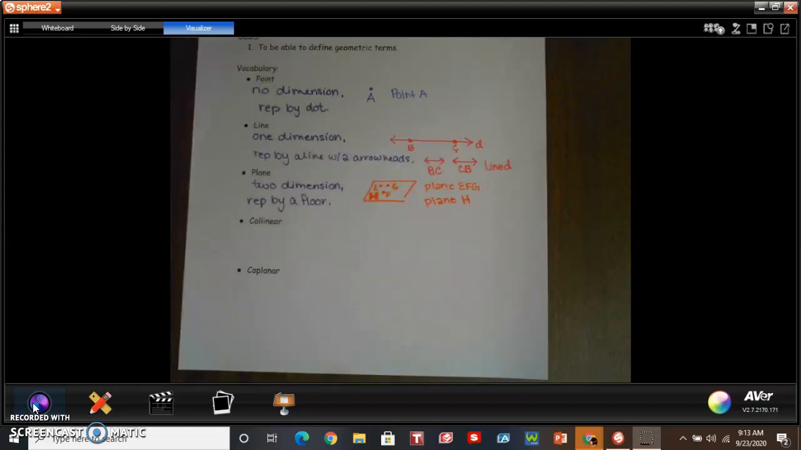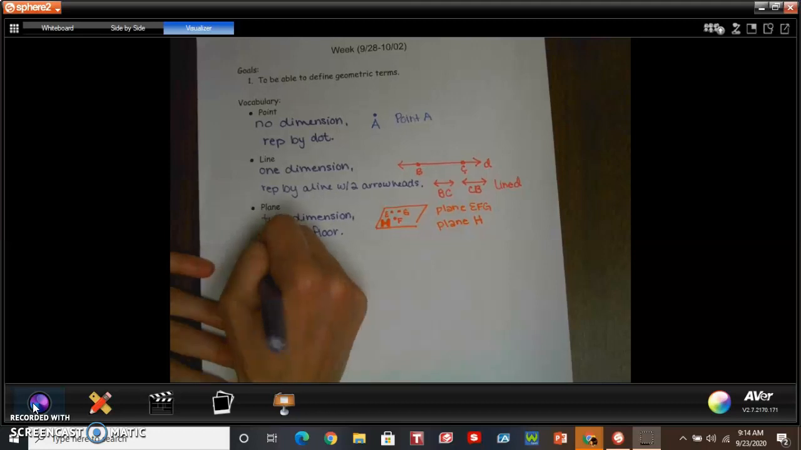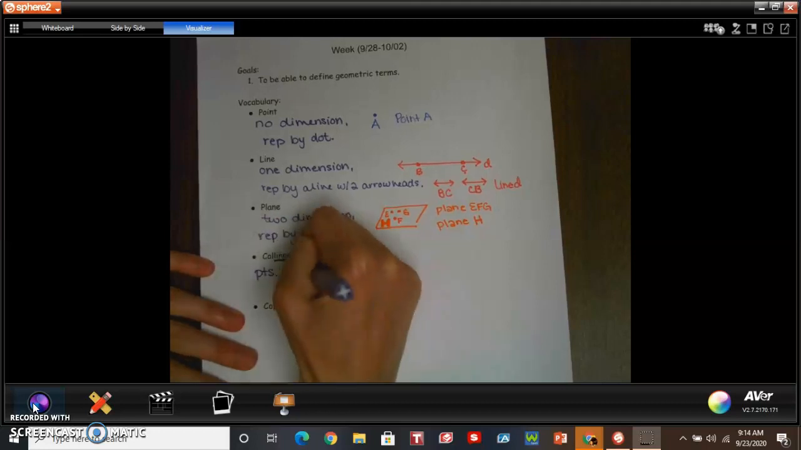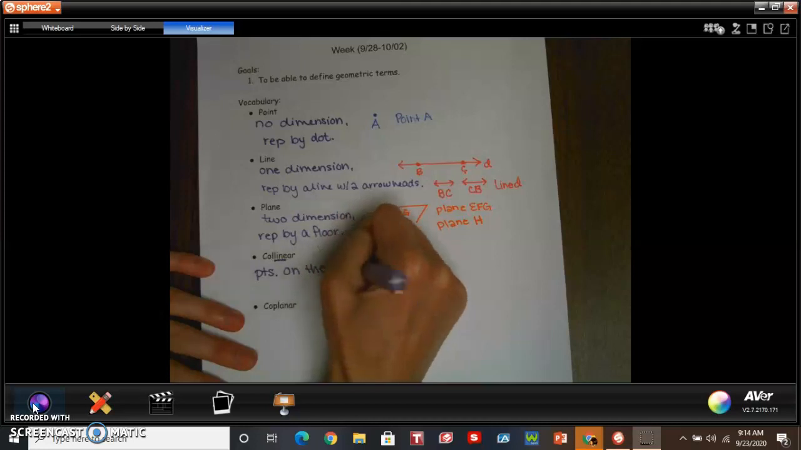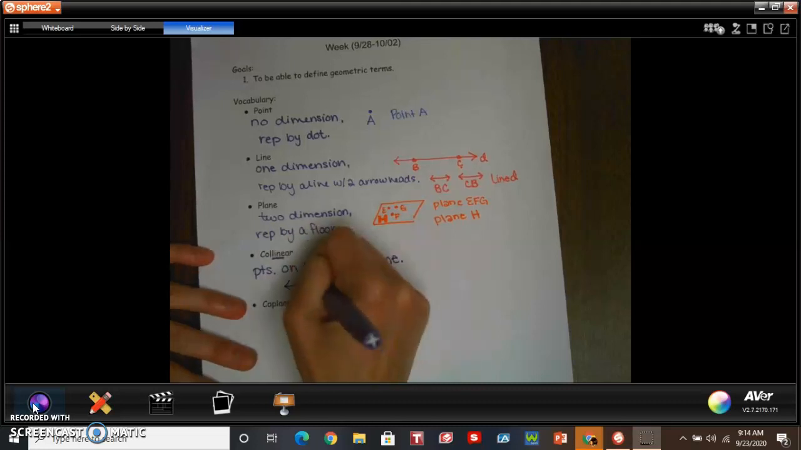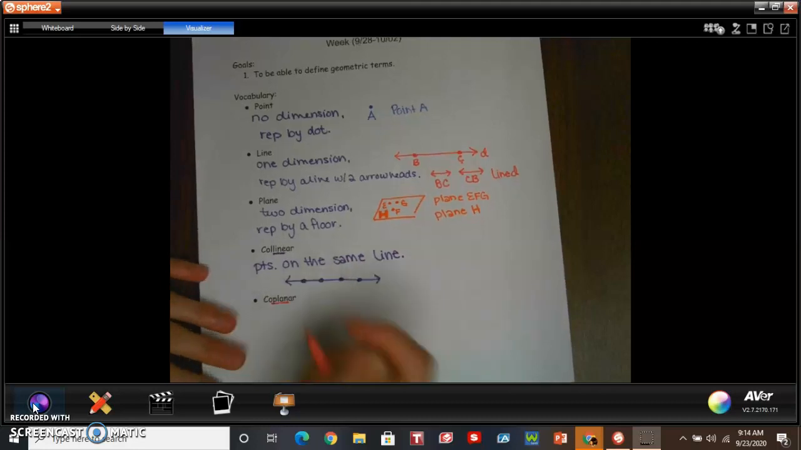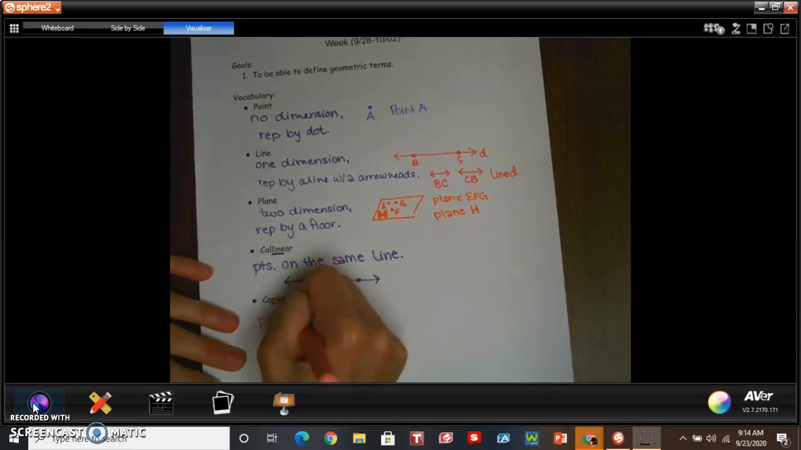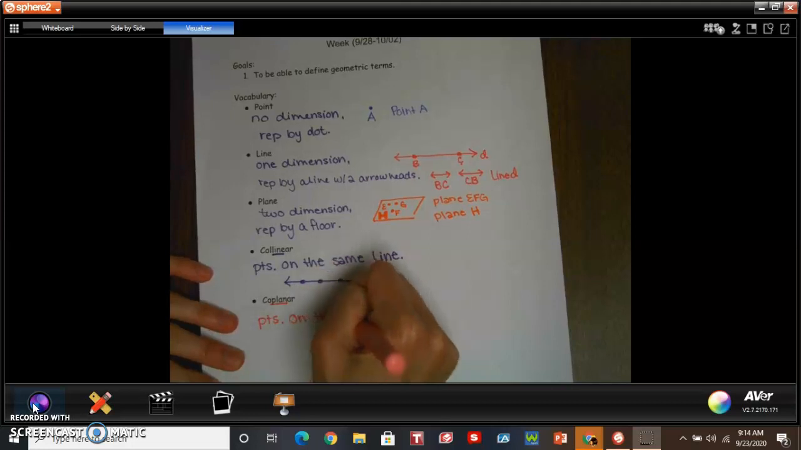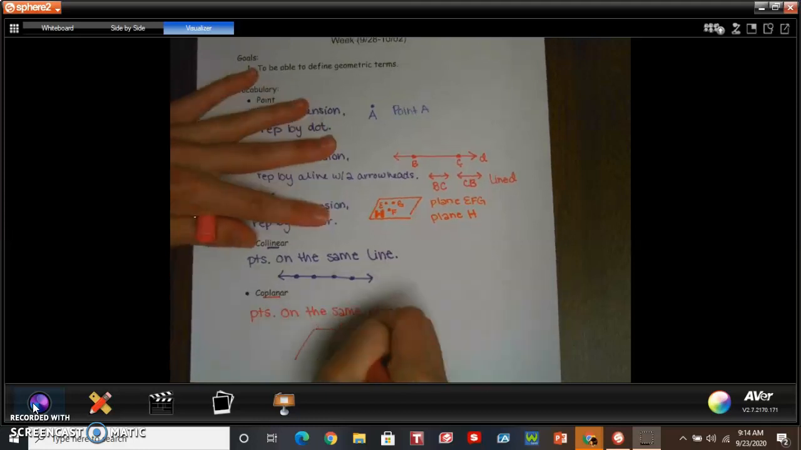All right? Now, collinear and coplanar. Collinear, the key word here is line. Okay, these are points on the same line. So if they're all on the same line, they're collinear. Okay, coplanar. All right, keyword plane. Points on the same plane. Okay, so if you have a plane, there's all these points on it, they are coplanar.